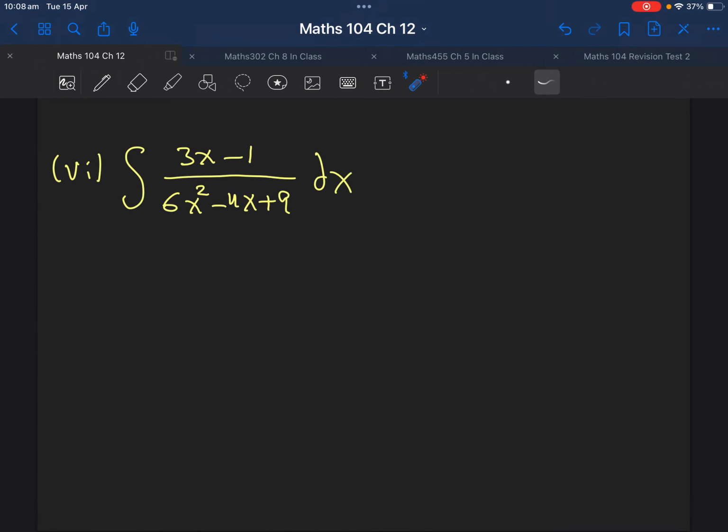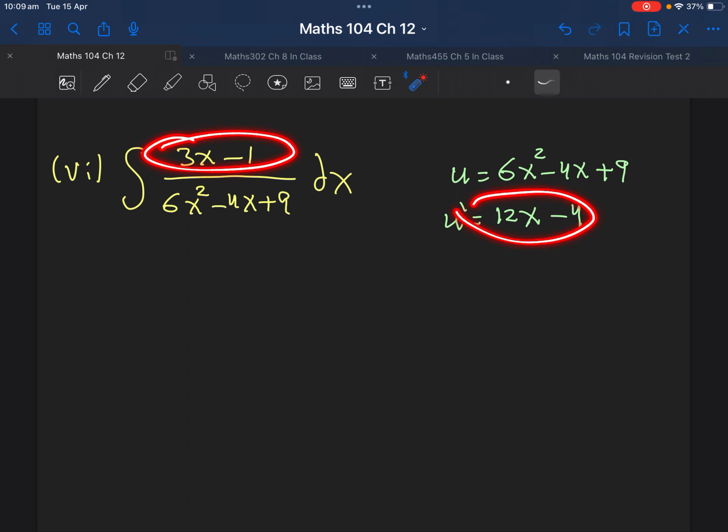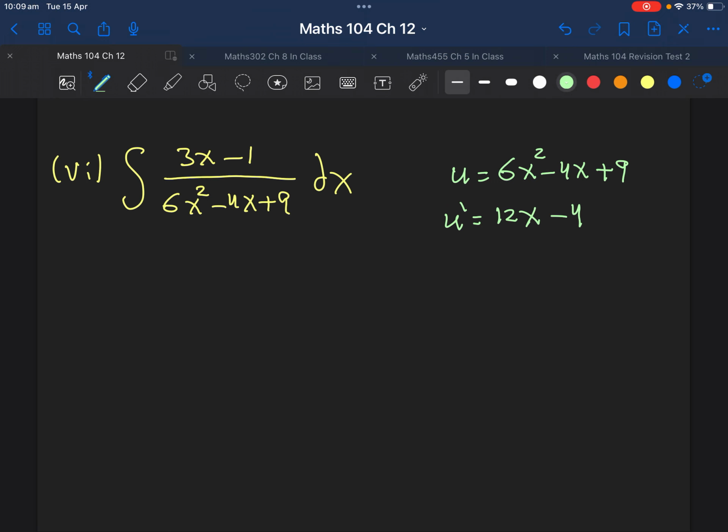Last but not least, here is this one. What is u? It is 6x squared minus 4x plus 9. So what is u prime? U prime is 12x minus 4. Well, again, we are in the same situation. I don't have the similarity, so maybe we need to do something here.